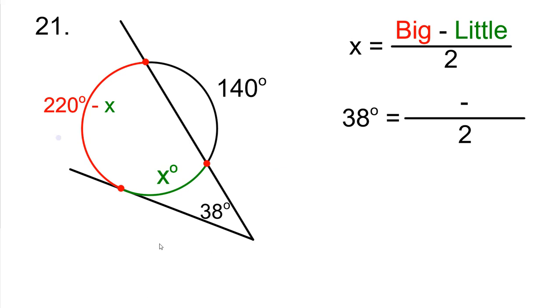All right, 21. So on this one, so this is probably one of the trickiest ones we have. We have our little angle, so we can go ahead and fill that in. We have 38, so we know 38 is equal to something minus the little angle divided by 2. Well, on this one, the whole thing is 360. I kind of ruined the surprise, but the whole thing's 360.